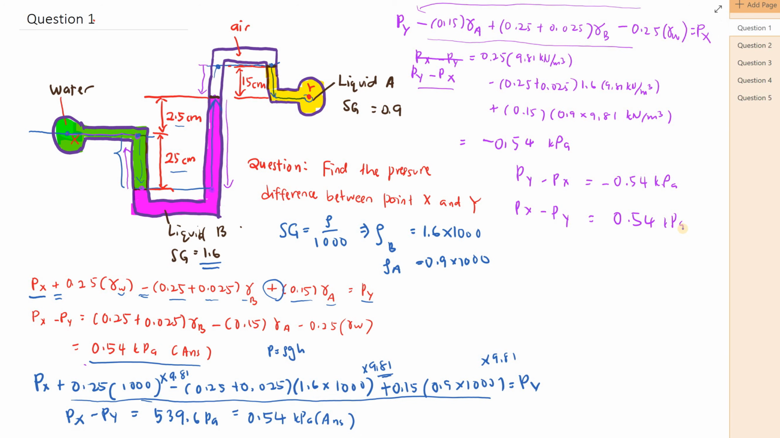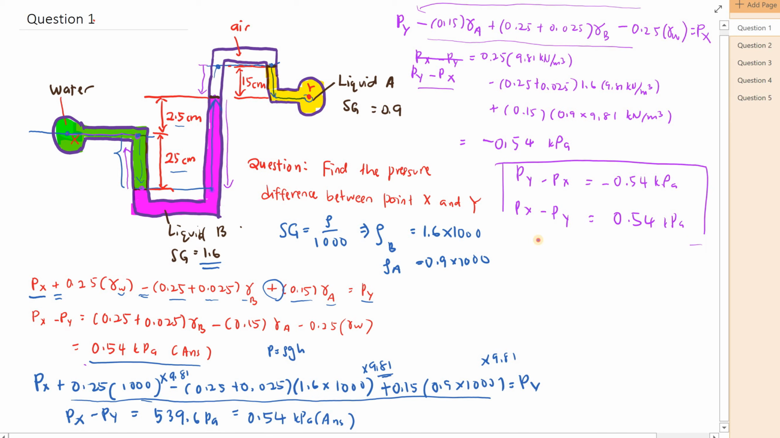Because we are talking about the difference, anything bigger minus the smaller will give you a positive answer. Something smaller minus a bigger pressure will give you a negative pressure change. In this case, Py is smaller than Px, so that's why Py minus Px is negative 0.54 kilopascal. But it's the same answer, which refers to the delta P. So delta P is 0.54 kilopascal. That's the answer.